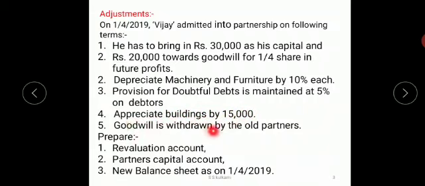Goodwill is withdrawn by the old partners. This is the important treatment that has to be shown in the partners' capital accounts. This statement was not appearing in the previous problems. From this we are going to prepare the revaluation account, partners' capital account and balance sheet as on the date of admission, that is 1/4/2019. This problem appeared in the supplementary exam 2020.